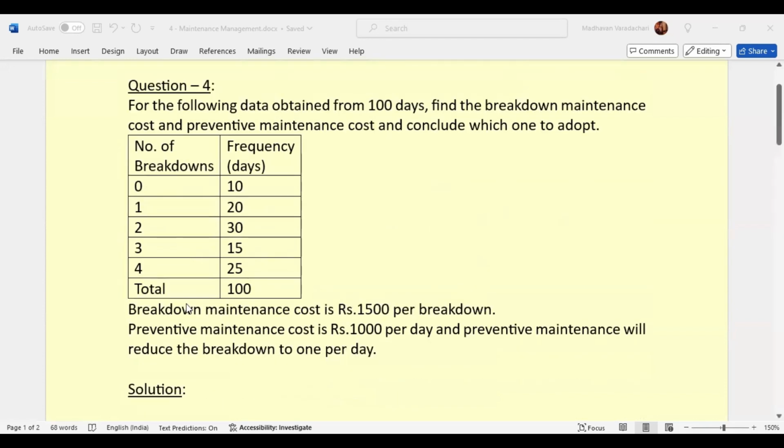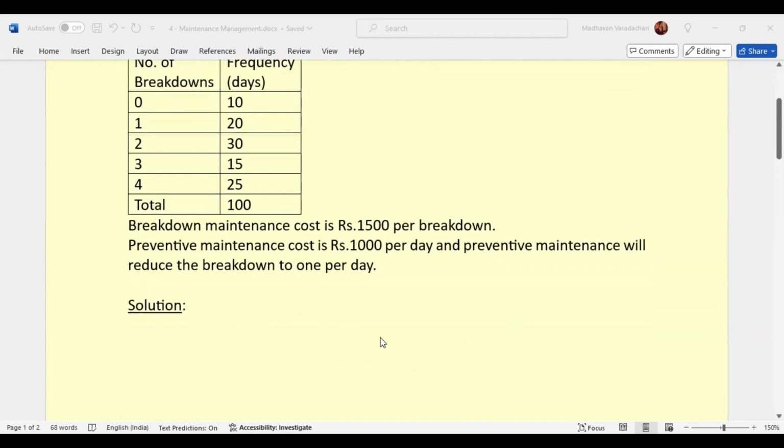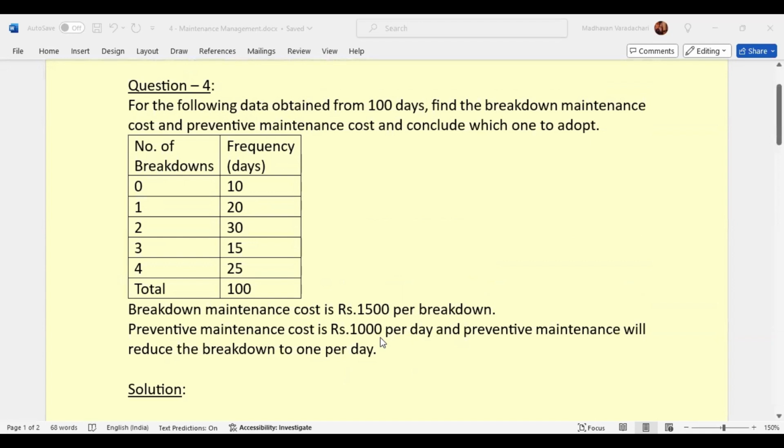They also specified here breakdown maintenance cost is rupees 1,500 per breakdown. Preventive maintenance cost is rupees 1,000 per day, and preventive maintenance will reduce the breakdown to 1 per day. So that is the benefit of preventive maintenance, they say indirectly. Now we need to first find out the average number of breakdowns. So for that, let me create one more column here.